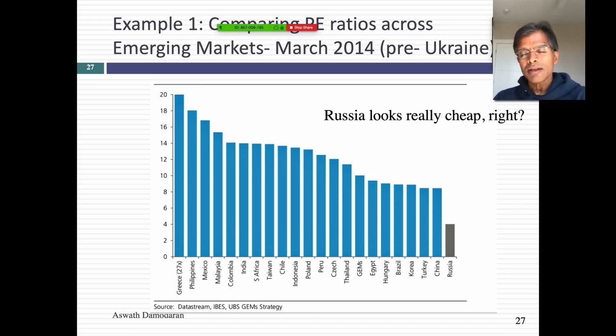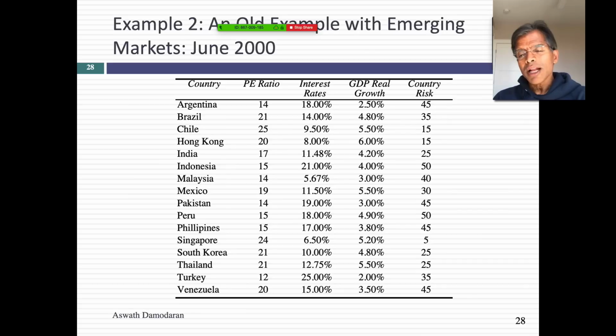I'm not saying it's going to tell you what to do, but it's a question you're going to raise when I say Russia looks cheap. You're going to say, but Russia is risky. You say, how does that help me? I'm going to give you a tool where we can take this insight and convert it into an actual pricing mechanism. So this is from a long time ago, June of 2000.